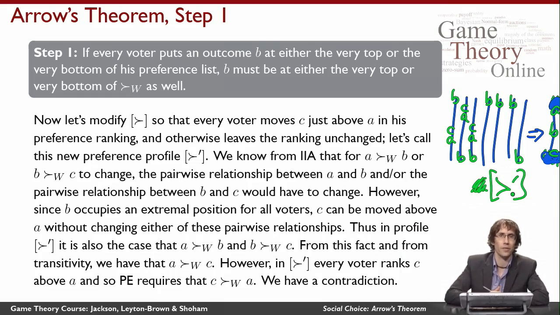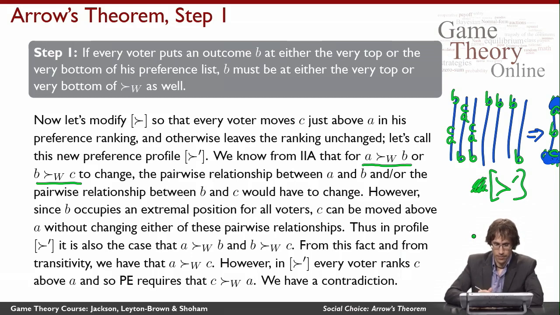So we know from independence of irrelevant alternatives that in order for this to change, these two facts, which we've assumed are true here, the pairwise relationship between A and B or the pairwise relationship between B and C would have to change for some of the agents here. However, notice that B occupies an extremal position for all of the voters. And that means that C can be moved above A, moving from pref to pref prime, without changing any of the pairwise relationships between C and B and between A and B.